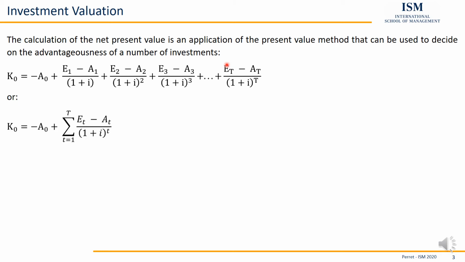Alternatively, I can also write this using the sum formula, which is more or less the same. Still, it's the investment costs. And then I just summarize this using the sum sign. So that's just a shorter version of what we're doing up here.